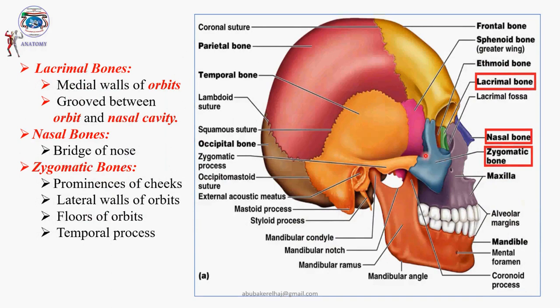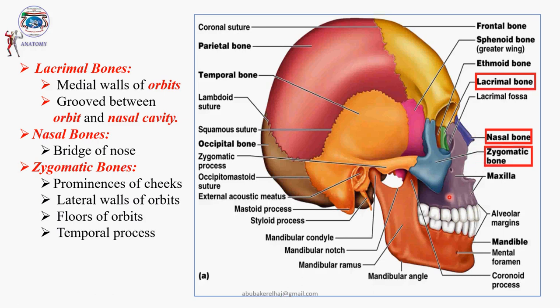Then we have the lacrimal bones. We have two lacrimal bones, one on the right side and the other on the left side. They share in the formation of the medial wall of the orbit, and are also grooved by the nasolacrimal duct or nasolacrimal canal from the nasal cavity. And we have the nasal bone, which acts as the bridge of the nose and continues anteriorly as the cartilaginous part.